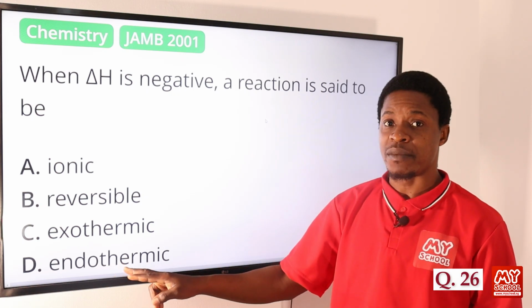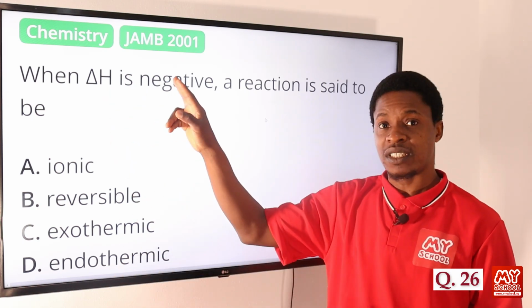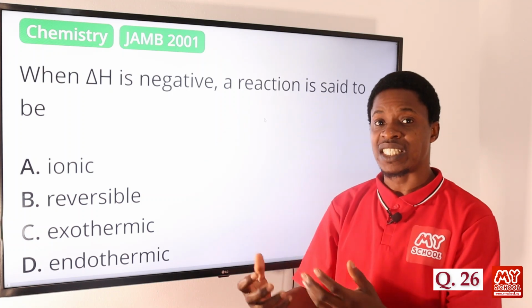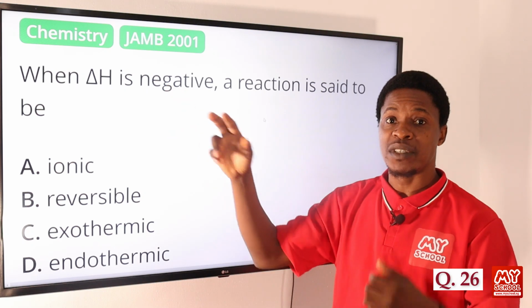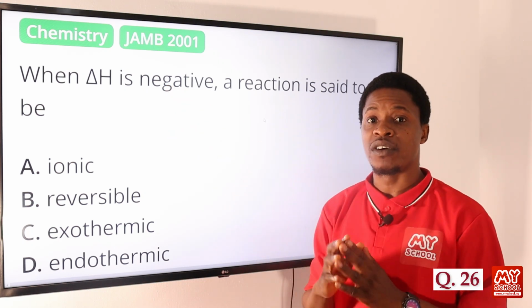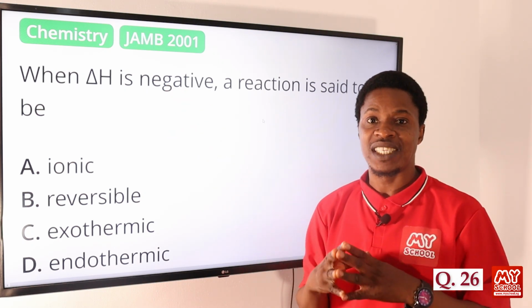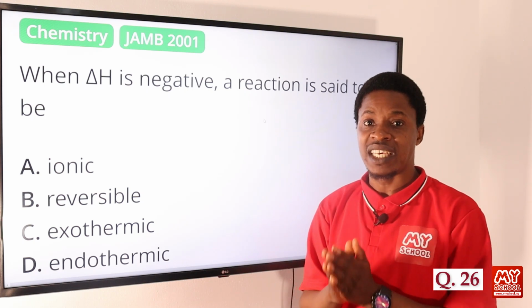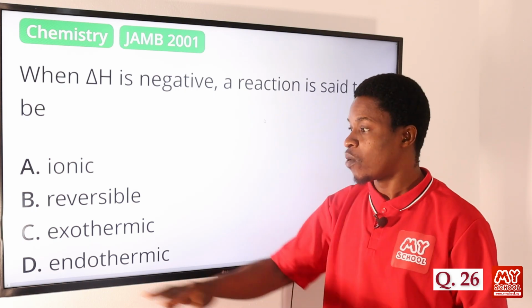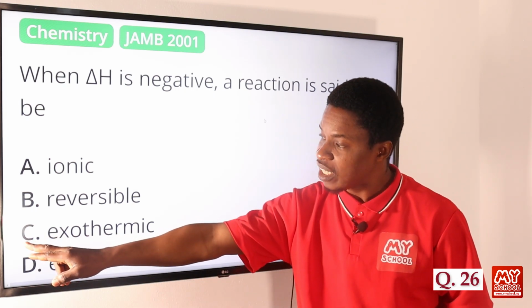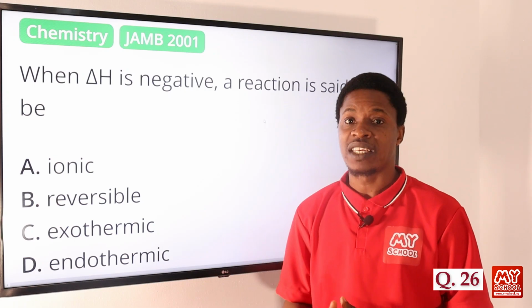It would have been endothermic if delta H were positive, because heat would have been absorbed into the system. But in this case, delta H is negative. It means heat is given off, or evolved into the environment. In that case, delta H being negative implies that it is an exothermic reaction. So option C, exothermic, is the correct answer.